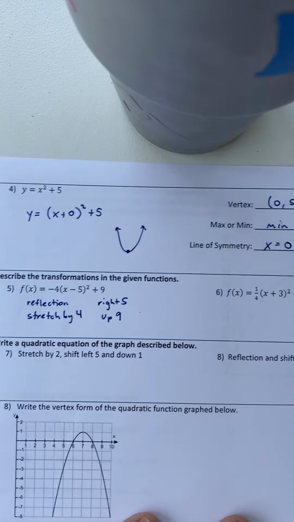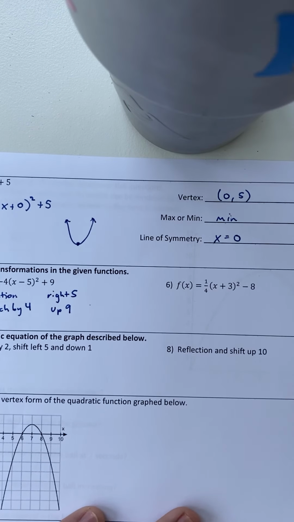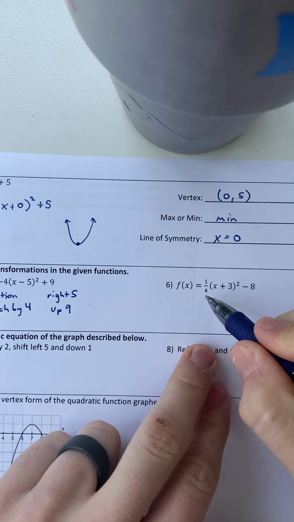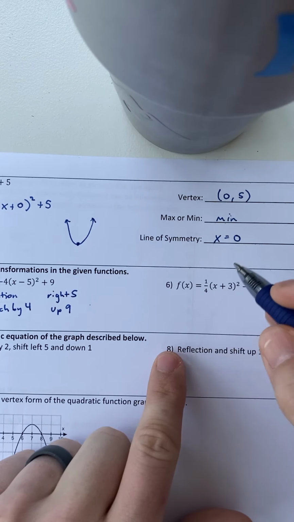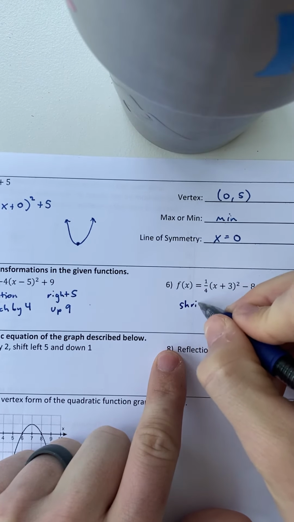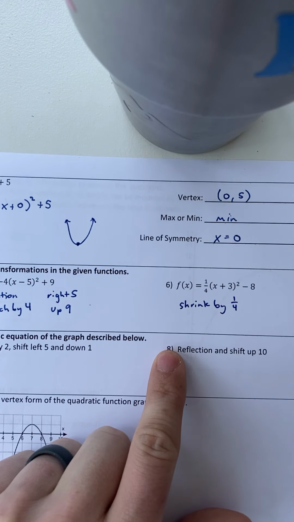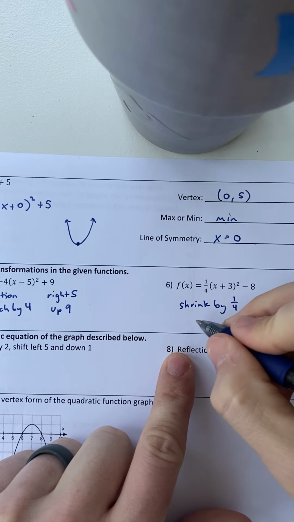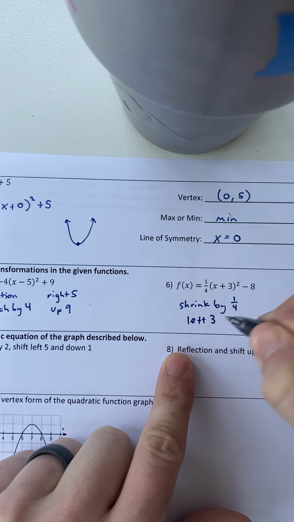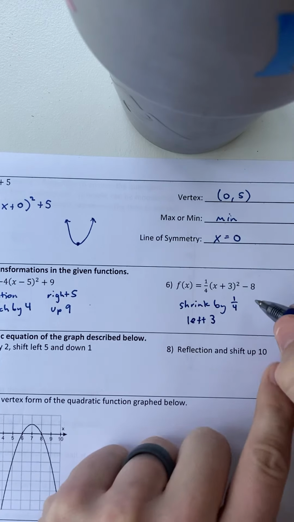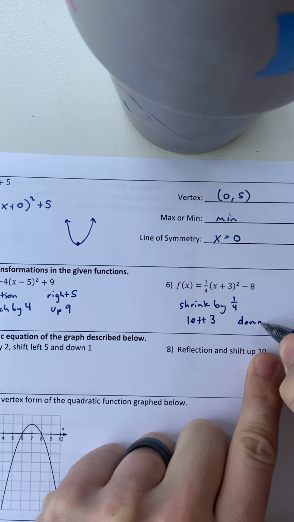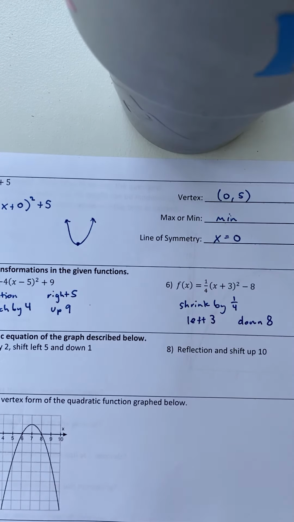Okay, and then last but not least, on number 6. Number 6 is just a fraction right here, which means that we are going to do a shrink by 1/4. If it's a fraction, it's always going to cause a shrink. So that's a shrink by 1/4. And then plus 3 is actually going to make us move to the left 3 because we always do the opposite of our x. And then -8 here is going to make us move down 8. All right, and those are your answers for 3 through 6.